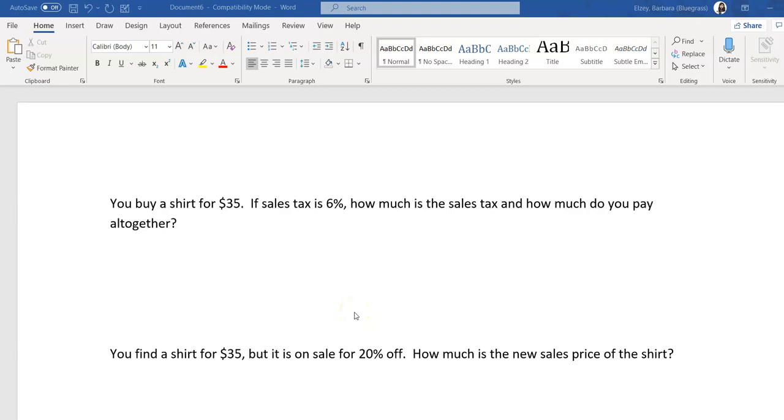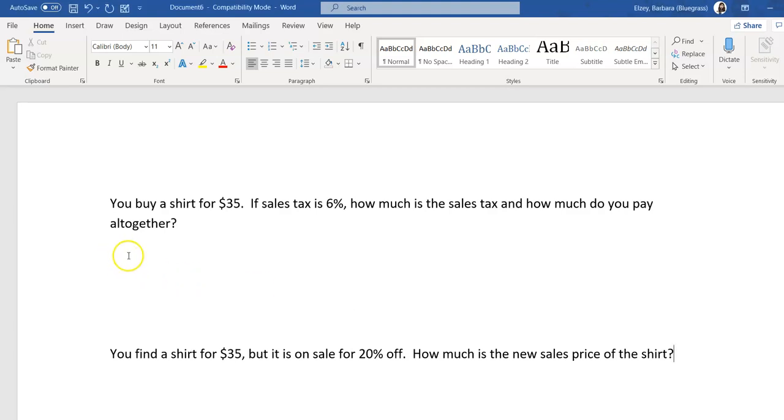So we're going to look at percentage increase and percentage decrease problems. So let's take a look at this first one. You buy a shirt for $35. If sales tax is 6%, how much is the sales tax and how much do you pay altogether?